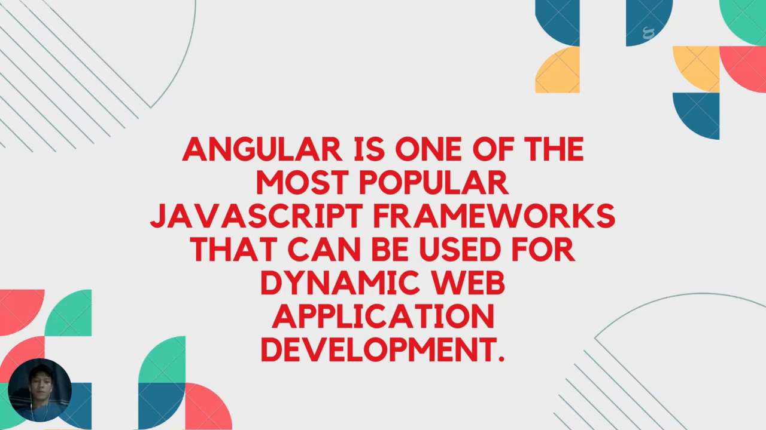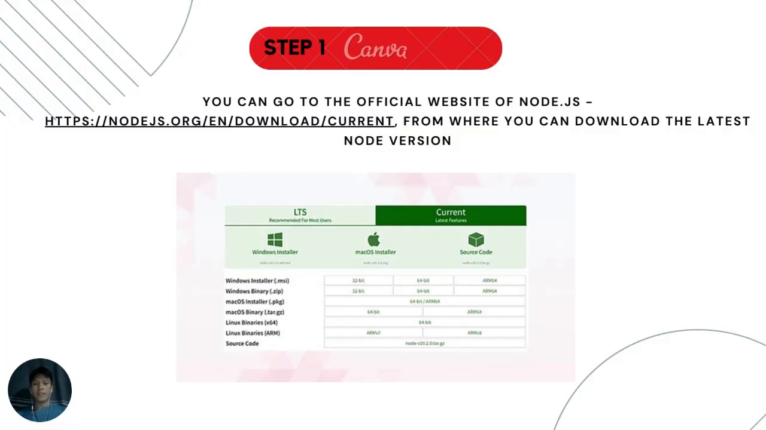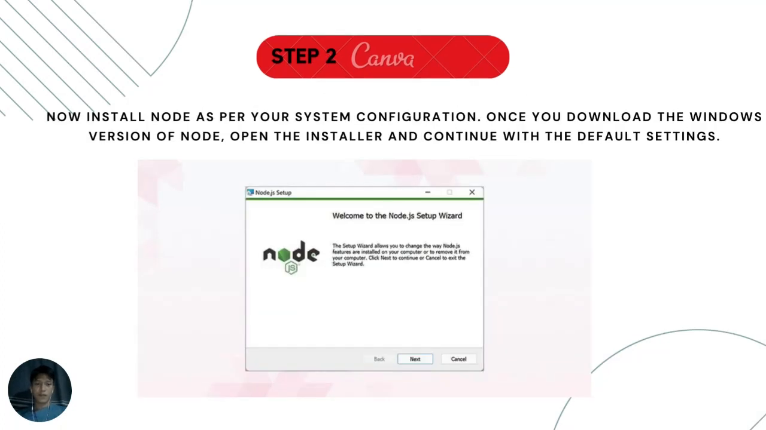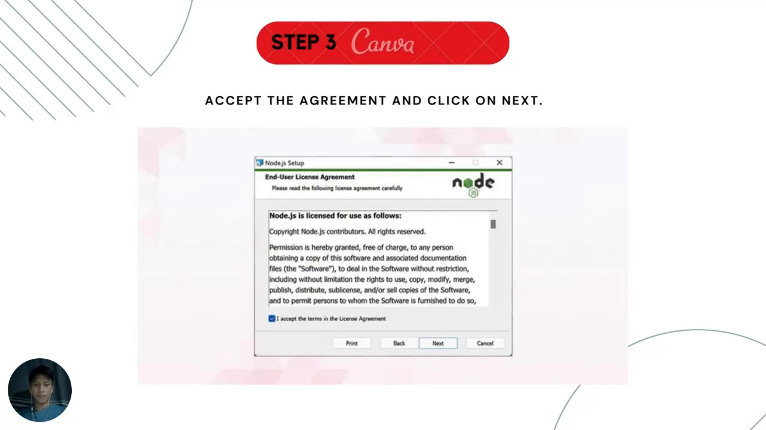Angular is one of the most popular JavaScript frameworks that can be used for dynamic web application development. Installation process. Step 1 of the installation process of Angular: you can go to the official website of Node.js, from where you can download the latest Node version. Step 2. Install Node as per your system configuration. Once you download the Windows version of Node, open the installer and continue with the default settings.